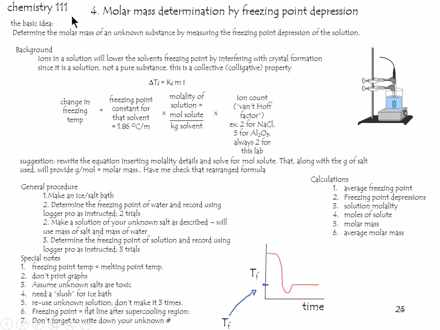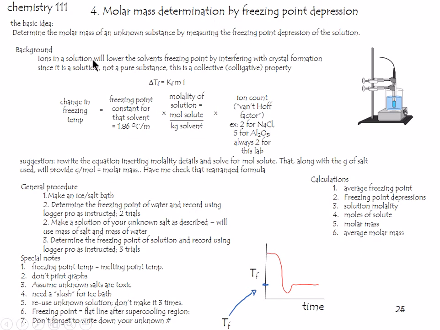Okay, this is Chemistry 111, lab number 4, molar mass determination by freezing point depression. We'll determine the molar mass of an unknown substance, basically identify it, by measuring the freezing point depression of the solution. So we'll measure the freezing point of water. I'm guessing it'll be about 0 degrees Celsius. We'll add a known amount of an unknown salt, see how much the freezing point goes down, typically, who knows, 5 degrees or so, and use that data to figure out what it is we added.